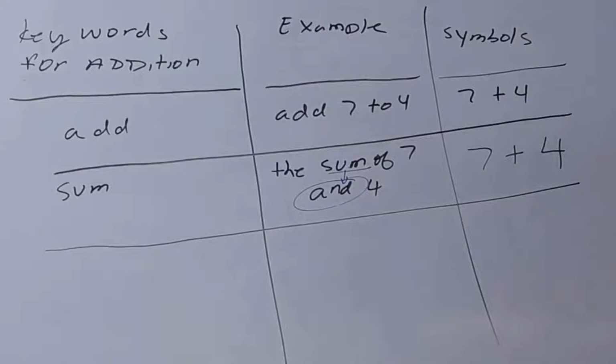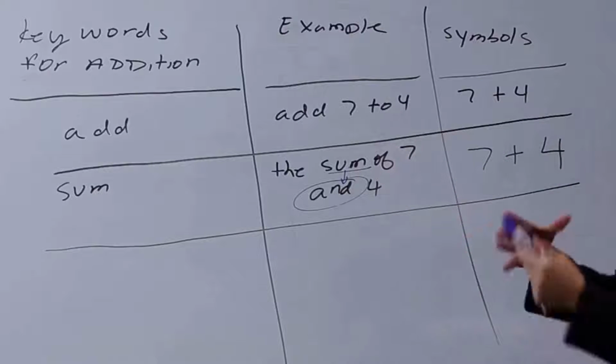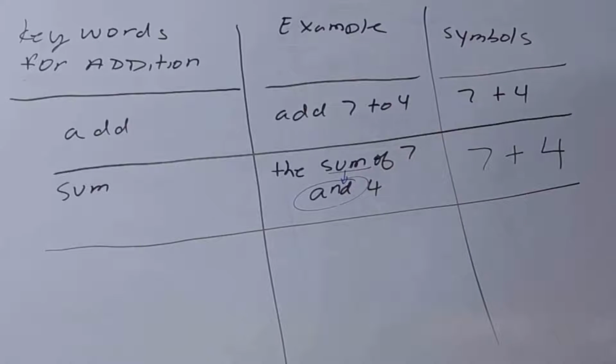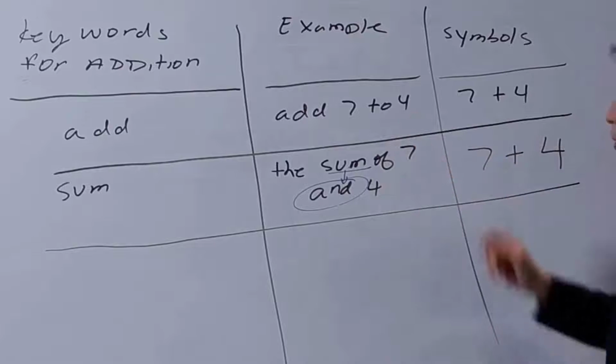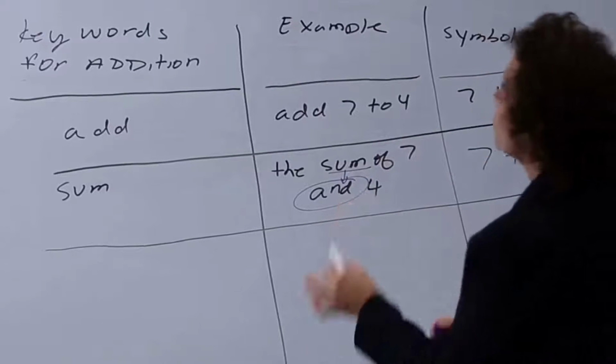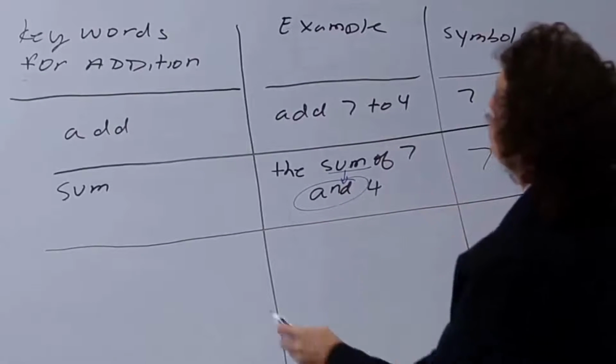Because you're going to get other keywords that do not mean addition. They may mean division, they may mean multiplication, and the and will be there and it will tell you where to put that symbol. So don't confuse the and with a plus. It does not mean plus.